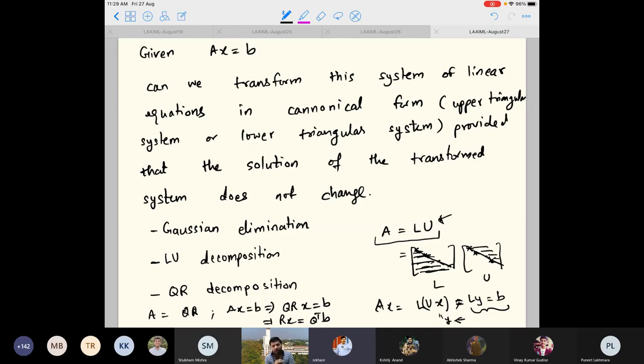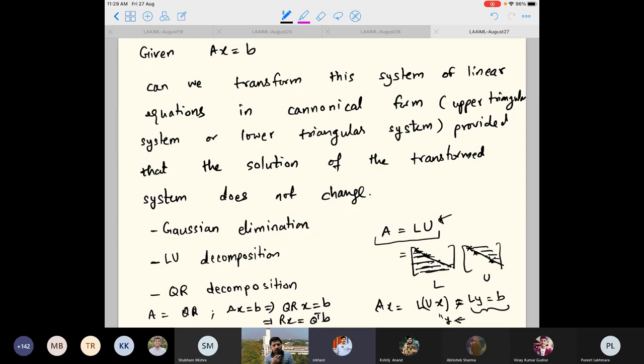I will claim that you have already seen all these three methods in your Maths 2 course. All of those who have taken the second semester mathematics course, you have seen these methods. Can you tell me, is this right or wrong? Yes, sir. So Gaussian elimination and LU decomposition you saw.